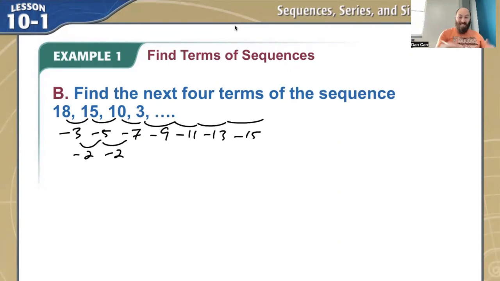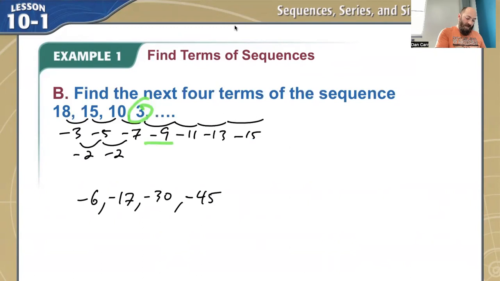If I recognize that the second level is the same, then I should be able to fill this out. So 3 minus 9 is negative 6. Negative 6 minus 11 is negative 17. Negative 17 minus 13 is negative 30. And then negative 30 minus 15 is negative 45. Sorry about that. What we're saying there was that once I have negative 6, negative 6 is then subtracted by 11. That's how I get to negative 17, and so on.